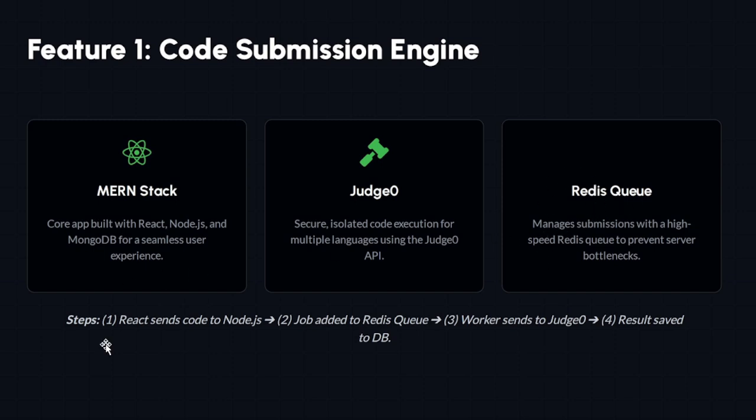So to achieve this, we will follow some steps. First, React sends code to Node.js. Second, a job is added to the Redis queue. Third, a worker sends it to Judge Zero. Fourth, the result is saved to the database.